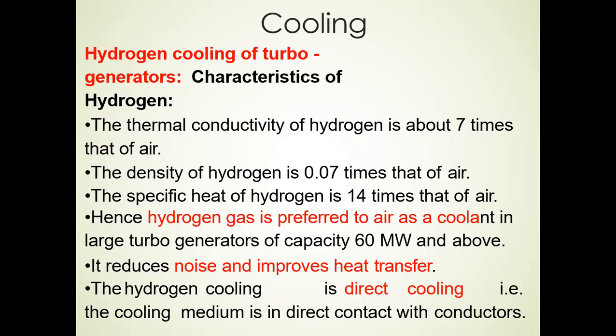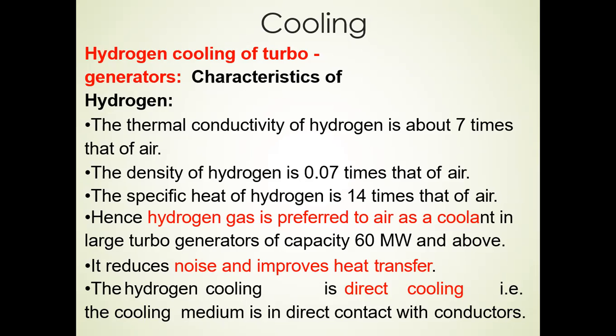Here, hydrogen cooling of a turbo generator. So, what are the characteristics of hydrogen? The thermal conductivity of hydrogen is about 7 times that of air. The density of hydrogen is also 0.07 times that of air. The specific heat of hydrogen is 14 times that of air. Hence, hydrogen gas is preferred to air as a coolant in large turbo generators of capacity 60 megawatt and above. It reduces noise and improves heat transfer.